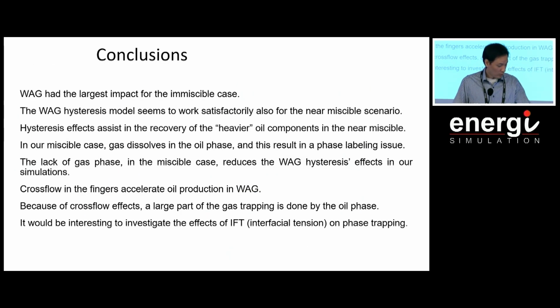And crossflow in the fingers does accelerate oil production in WAG, and because of its effects, a lot of the gas trapping is actually being done by the oil phase, and so it would be interesting to identify interfacial tension effects on phase trapping.